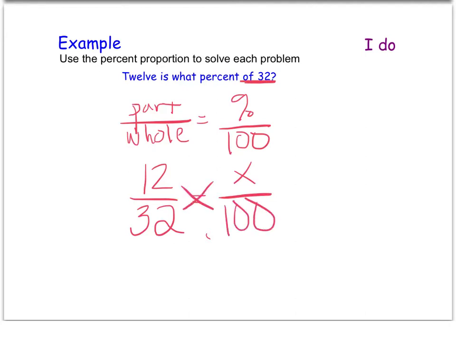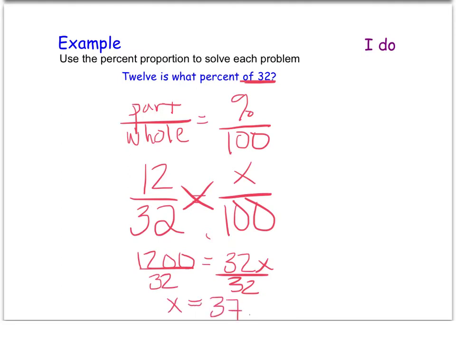We do some cross multiplying. We get 1200 equals 32x. We divide 1200 by 32. And x is 37.5. And it asked me what percent, so what do I need on the back of this answer? A percent sign. So my answer is 37.5%.